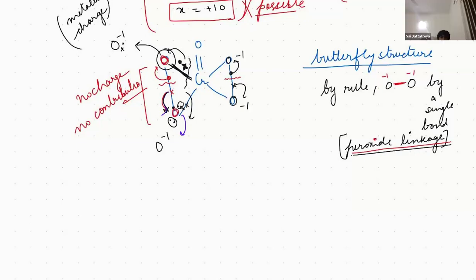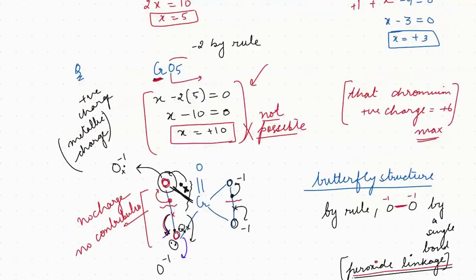So the 4 oxygens which are in the peroxide linkage are carrying a charge of -1. But when we were doing this method, we assumed all the bonded oxygen atoms to carry a -2 charge. Yes or no? And hence that's where the difference lies.